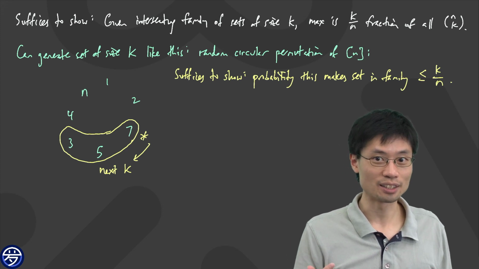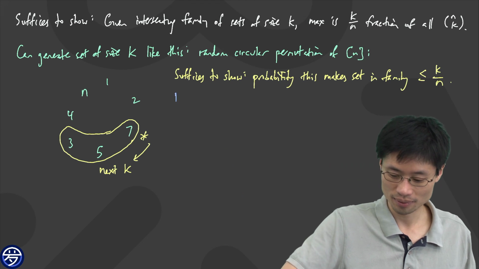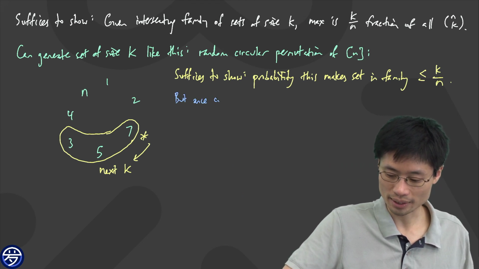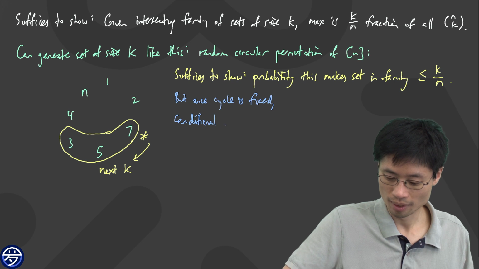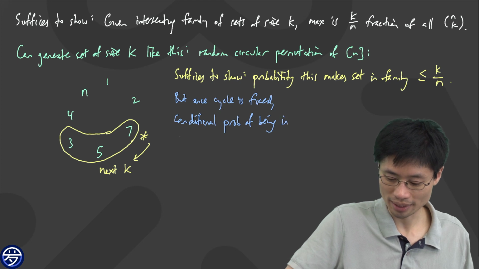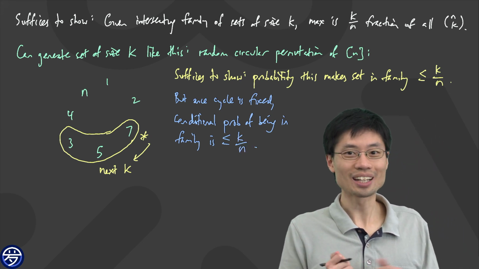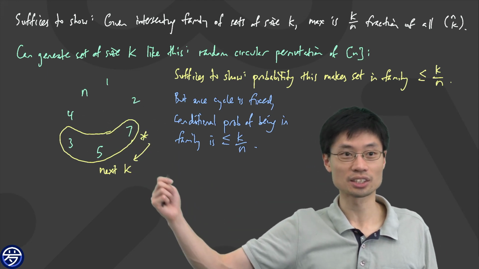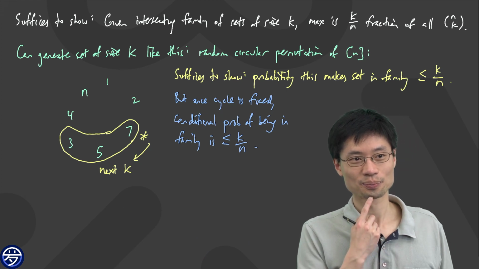So that's actually the end of the proof. Why is it true that once the cycle is fixed, the conditional probability of being in the family is less than or equal to k over n? That's all I need. And do you know why? If I have this cycle and it's stuck here, how do I know that my chance of getting something in the family is at most k over n?